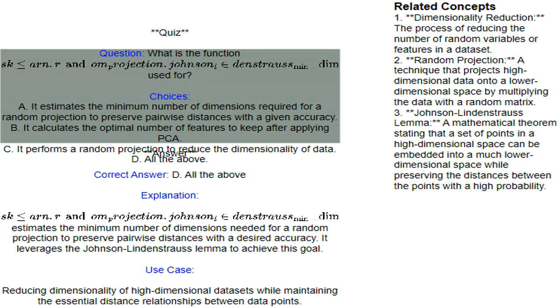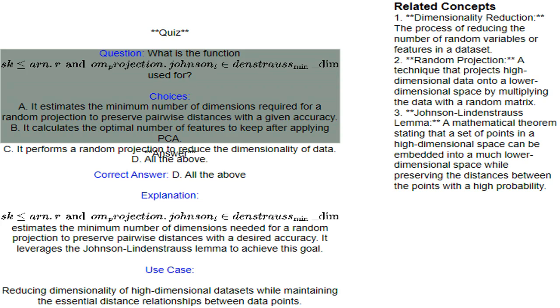The johnson_lindenstrauss_min_dim function utilizes the Johnson-Lindenstrauss lemma to determine the minimum number of dimensions required for a random projection while maintaining the pairwise distances with a specific level of accuracy. It uses the desired accuracy epsilon and the number of data points n as input parameters. True.